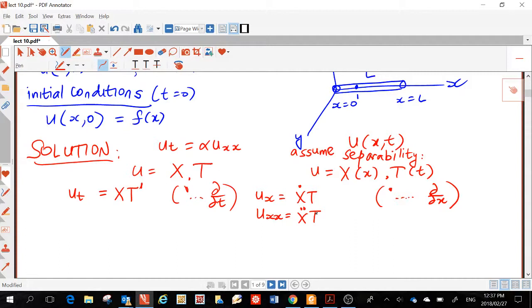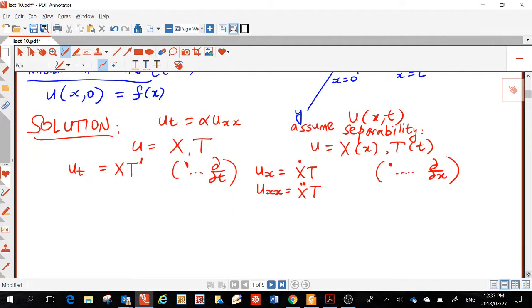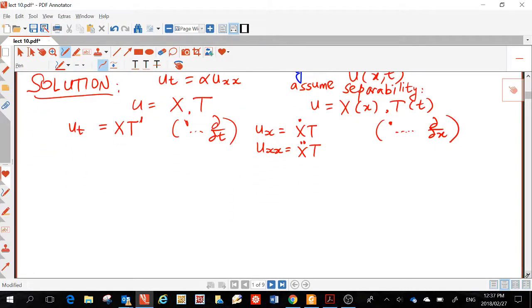At any time you're getting lost, stop me immediately. This is a very long story. The solution is long, so it doesn't help to come to the end and say, how did you get that dot? What's a dot? Right now you should clarify in your head. Right, so now we are on our way. The equation u_t equals alpha u_xx becomes X T dash equals alpha X double dot T.